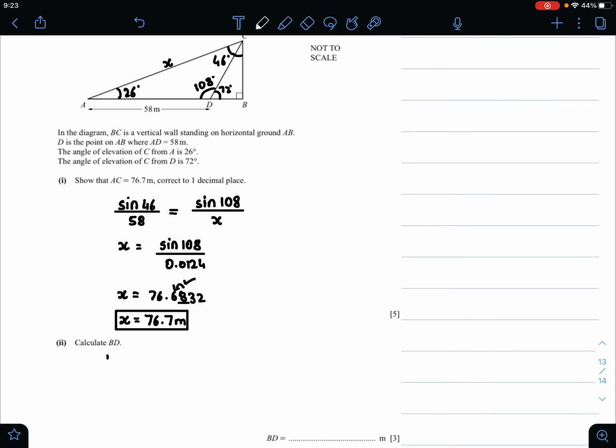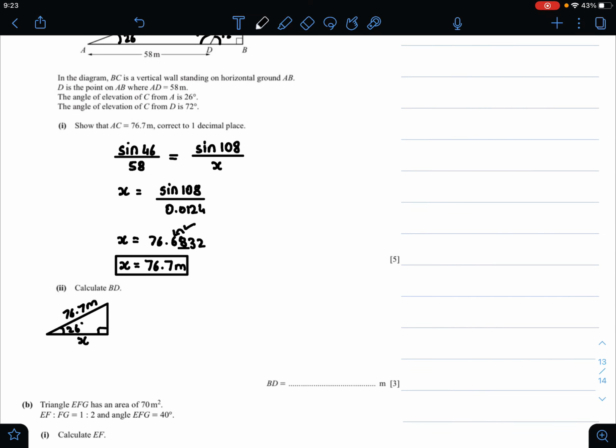So I'll just draw the right angle triangle again so that it is easier to understand. So this is the right angle triangle. We know this value is 26 degrees. We know this value, that is 76.7 meters. And we need to find the base. So let's label that as x for this question. Now we know the hypotenuse, and we need to find the adjacent side to the angle. So therefore we can use the cos rule. So cos of 26 degrees is equal to x divided by 76.6832. Now you want to use an exact answer so that you don't face the premature rounding error.